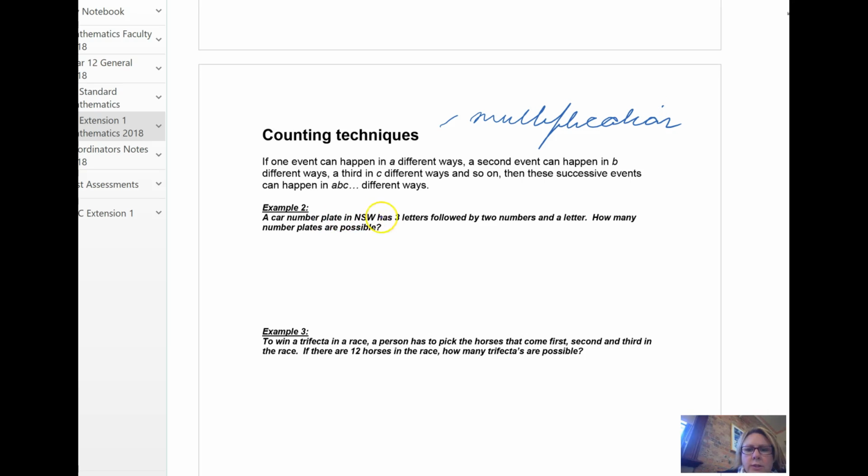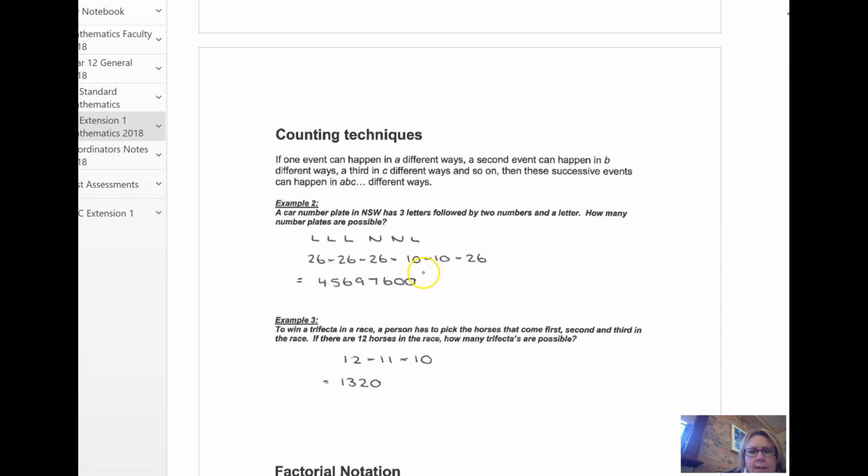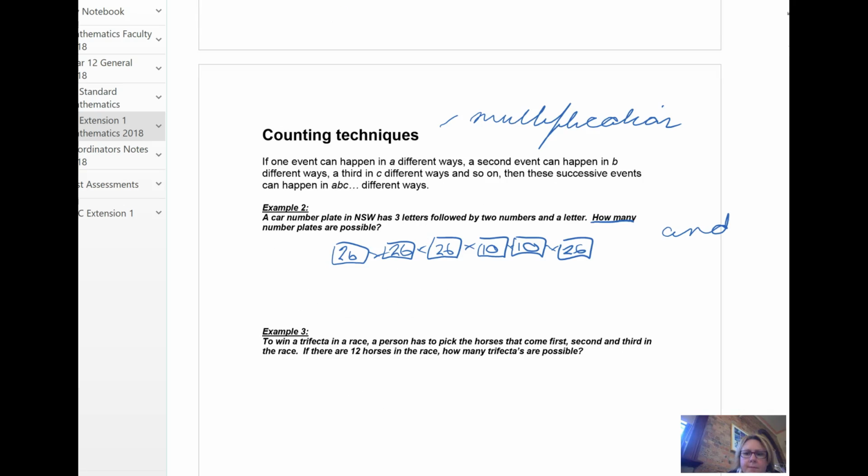Okay, car number plates in New South Wales have 3 letters and 2 numbers and a letter. So we have 3 letters, and 2 numbers and a letter. Notice I said and, which tells me I'm timesing them. It says how many, so I don't want a fraction, I want a number. If there's a letter, there's 26 and 26 and 26. I can have 1 of 10 numbers, or 26. And if I go to my solutions, you can see that I've set it out, there's the answer.